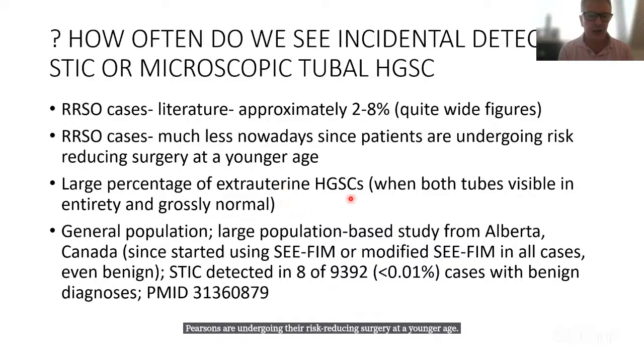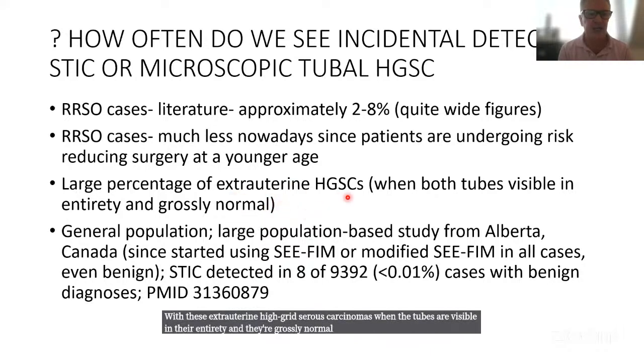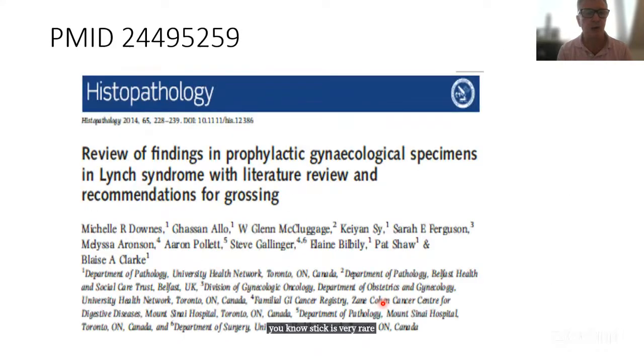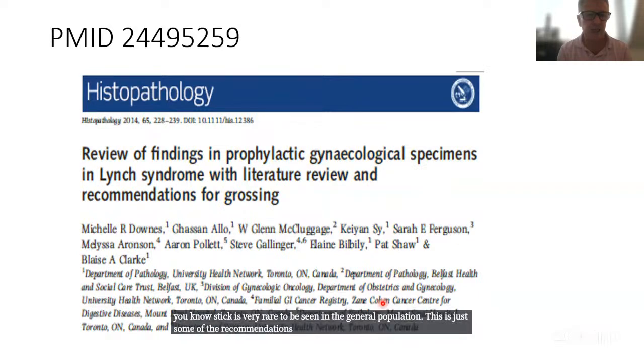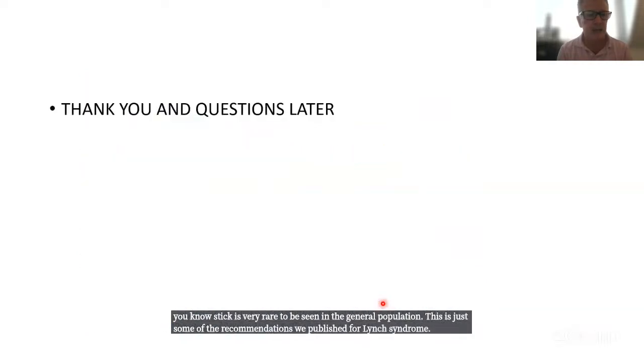With these extrauterine high-grade serous carcinomas, when the tubes are visible in their entirety and they're grossly normal, you actually see a STIC or a small mucosal high-grade serous carcinoma in quite a high percentage of cases. But in the general population, actually, the pickup of STIC is very rare. It's less than 0.01%. So, STIC is very rare to be seen in the general population. This is just some of the recommendations we published for Lynch syndrome. And that's the end of my talk.